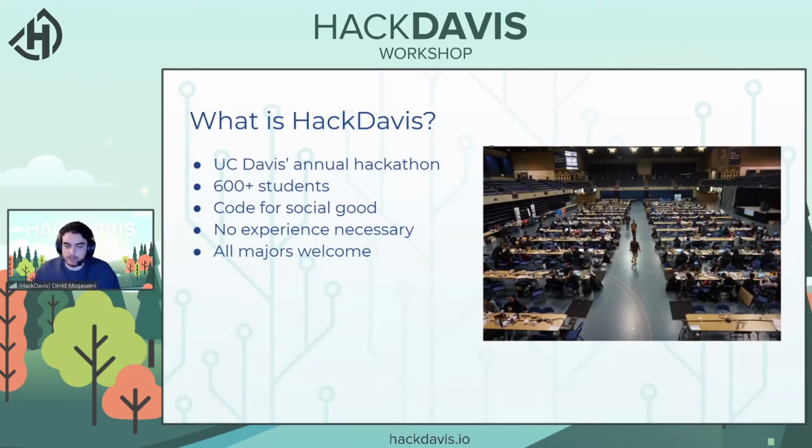So let's start off with a little bit of background, just 2 or 3 minutes about what HackDavis actually is. So we are UC Davis's annual hackathon, and we usually host over 600 students every year. And the goal of our hackathons is to code for social good, in the sense that we want you to come here and build a project that can impact the world in some positive way.